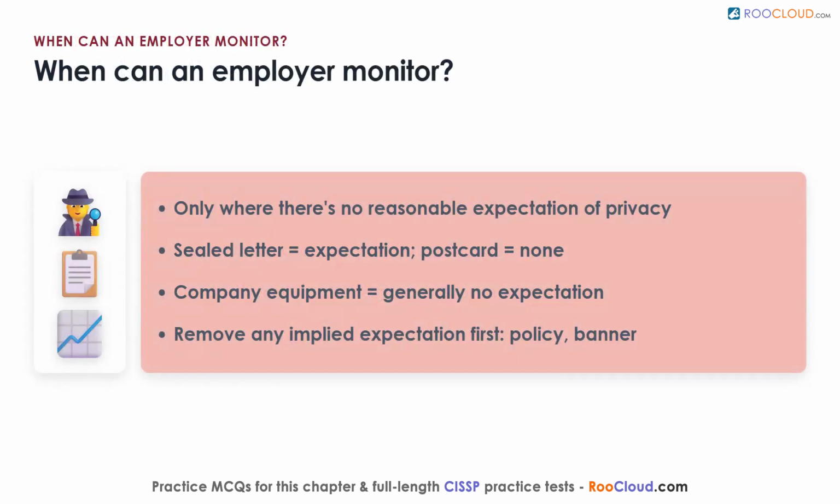When can an employer monitor its people? Whenever there is no reasonable expectation of privacy on company equipment. Courts protect privacy, but only where a person could reasonably expect it. A sealed letter carries that expectation. A postcard does not. On employer-owned systems, courts have found employees generally cannot expect privacy, so routine monitoring is allowed.